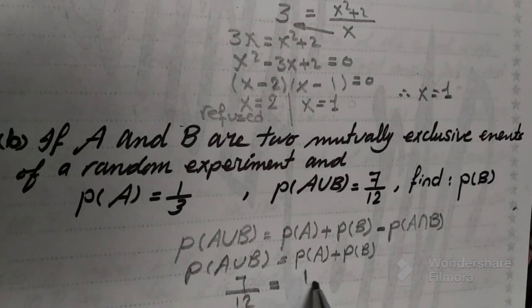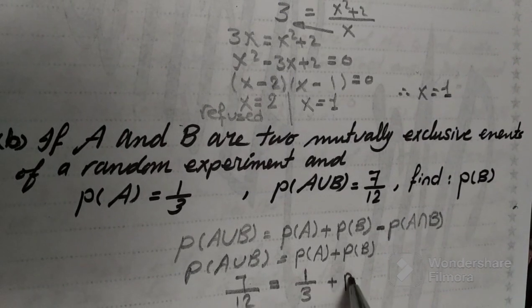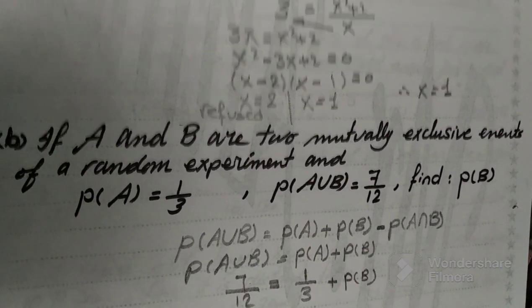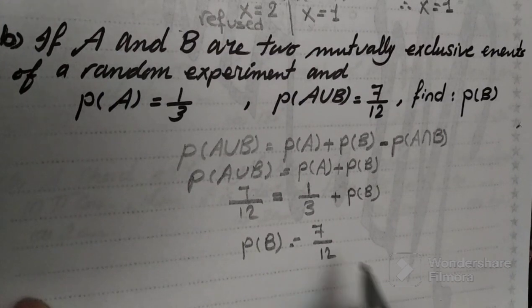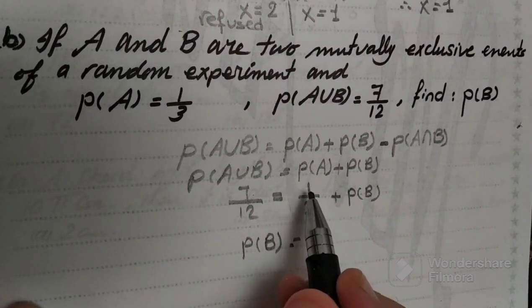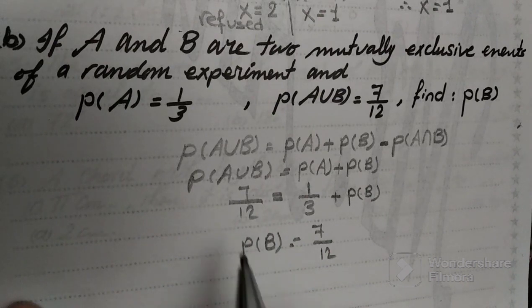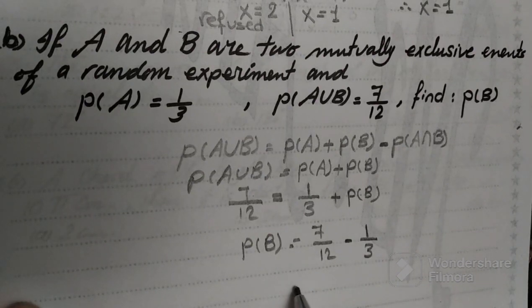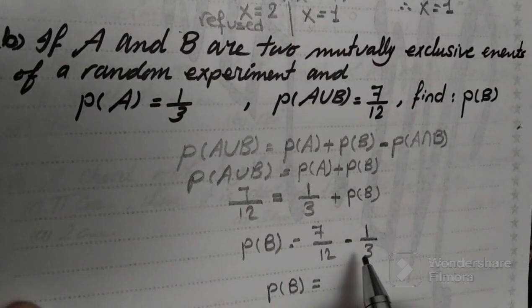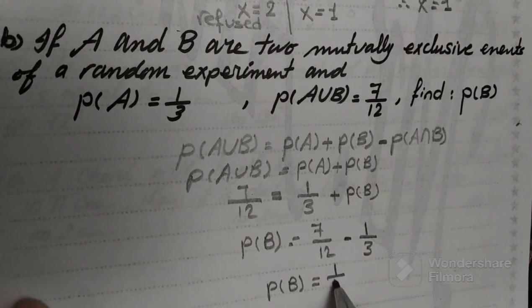Probability of A union B equals 7 over 12 equals probability of A, 1 over 3, plus probability of B. Then probability of B equals 7/12, and put 1/3 on the other side with changing the sign, -1/3. Therefore probability of B equals 7/12 minus 1/3 equals 1/4.